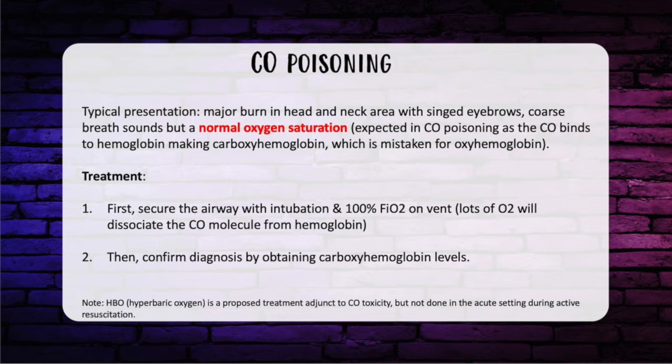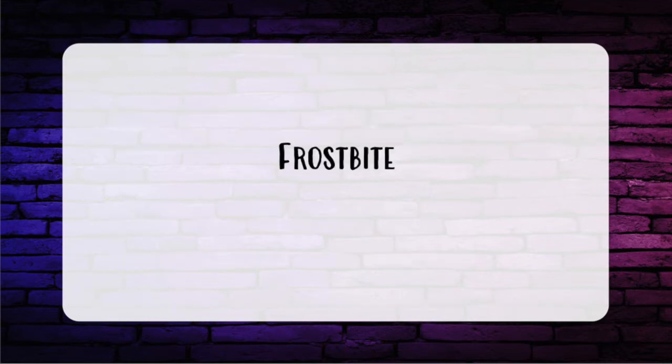However, given that these patients' airways are almost always at risk, you must start by immediately securing the airway by intubating endotracheally with 100% FiO2 on the vent. The high FiO2 will dissociate the carbon monoxide molecule from the hemoglobin. Another adjunct to treatment is hyperbaric oxygen, or HBO. It's a proposed treatment, but these patients are usually in dire straits, and if they have a major burn, you're not going to be sending them off to the hyperbaric oxygen chamber in critical state.